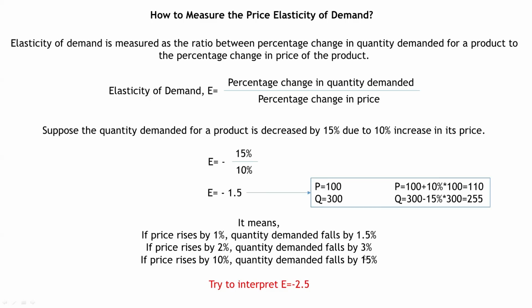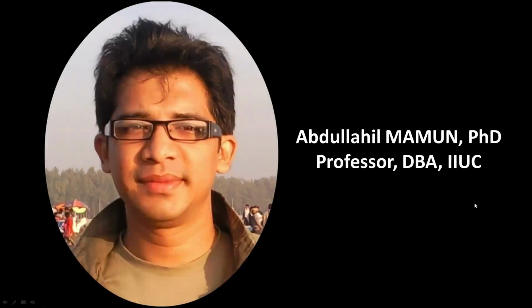Suppose at price equals $100 of a product, 300 units of the product is demanded. Elasticity of demand equals minus 1.5 means if price of the product is increased by 10% to $110, its quantity demanded falls by 15%. 15% of 300 is 45, and thus quantity demanded is 300 minus 45 equals 255 units. This is how we can measure the responsiveness of quantity demanded for a product to the change in its price using elasticity of demand.